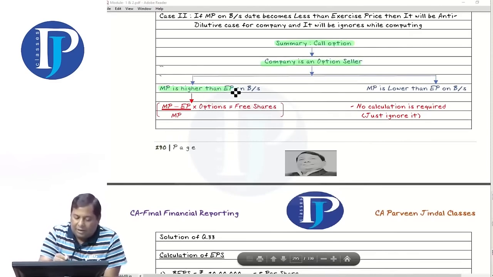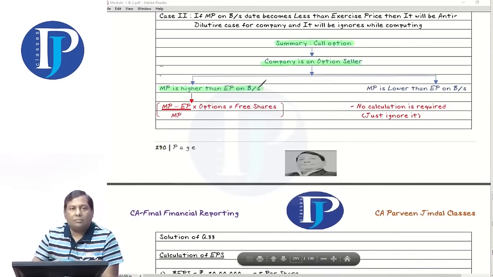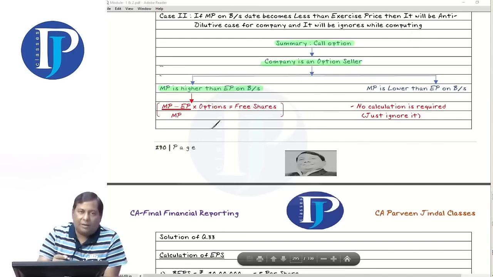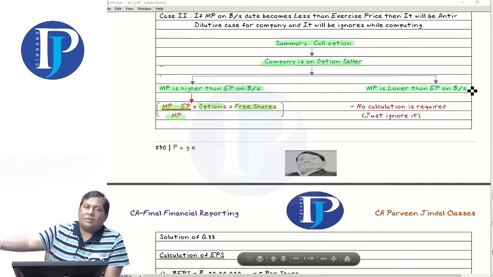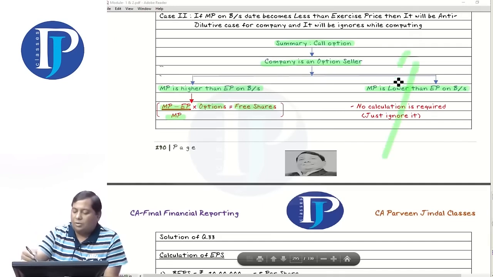If the market price is more, then he will exercise the option. The share which is expensive in the market and cheap in the company, he will take that. The theory of concessional rate begins, similar to free shares. If the market price is less, why would someone buy shares at a higher price when the price is cheaper in the market? We will ignore it.